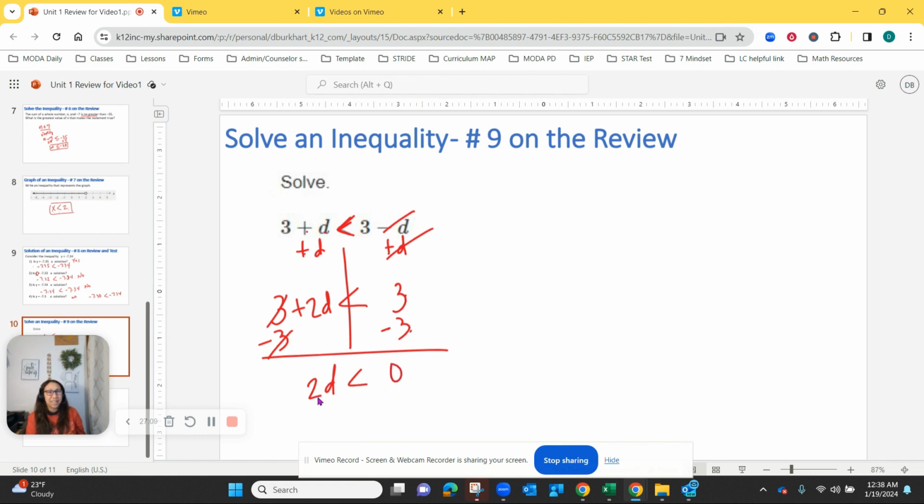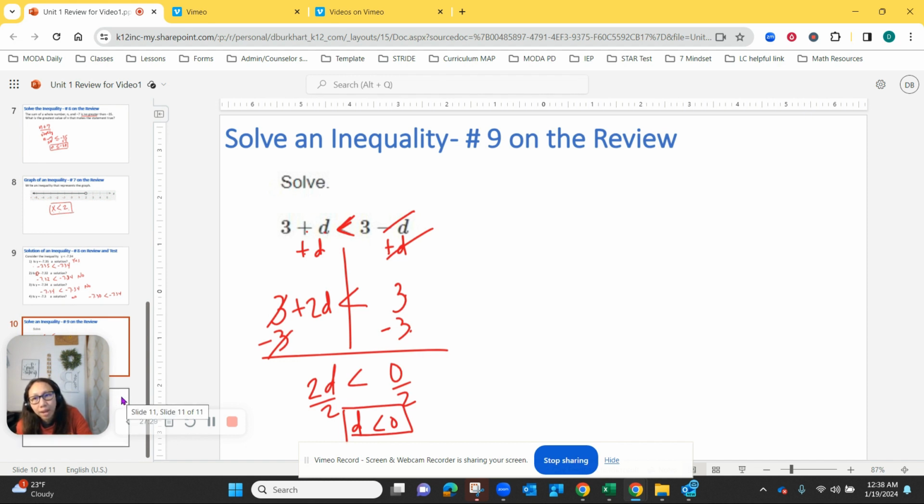Now to get D by itself, since we have 2 times D, the inverse of that is dividing by 2 on both sides. So your D right here is less than 0. So the solution for this inequality is D less than 0.